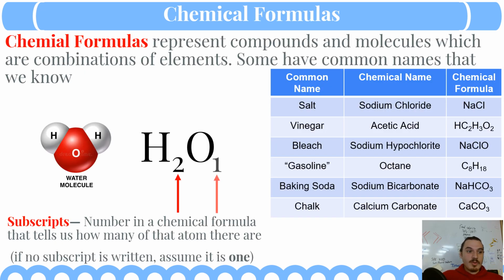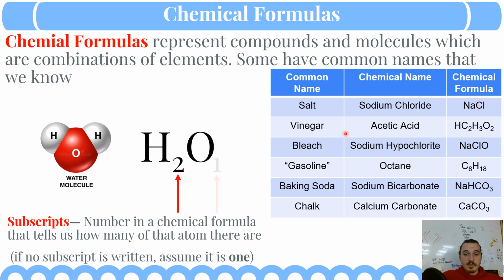Okay, but then going back to that chemical formula, these are ways to represent compounds and molecules, which are combinations of elements. Some have common names that we know. For example, you've probably eaten salt. You do it daily. It's part of your diet. The chemical name for it is sodium chloride, but the chemical formula is a mixture of sodium and chlorine. This is an L here. Some people will get this confused for an I, but this is Cl, not Ci.